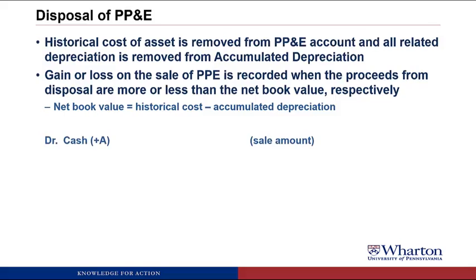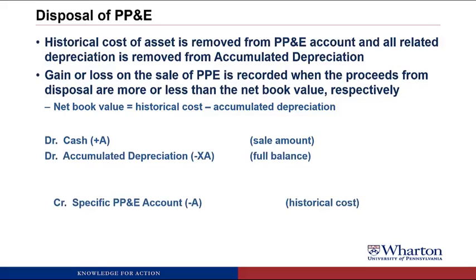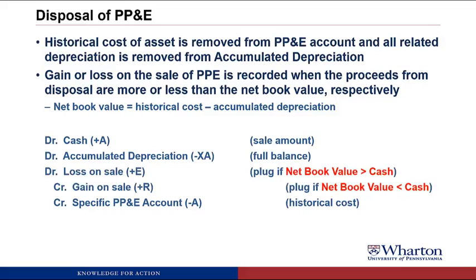We're going to debit cash for the sale amount, the cash that we received from selling the PP&E. We'll credit the specific property, plant, equipment account where we pull out that entire historical cost. We will debit accumulated depreciation so we can pull out the full balance of the depreciation on the piece of equipment. If we sold it at a gain or a loss, this is not going to balance. If the net book value is greater than the cash, then we have a loss and we want to debit loss on sale. If the net book value was less than the cash we received, then we'll have a gain on the sale and we'll plug in gain.